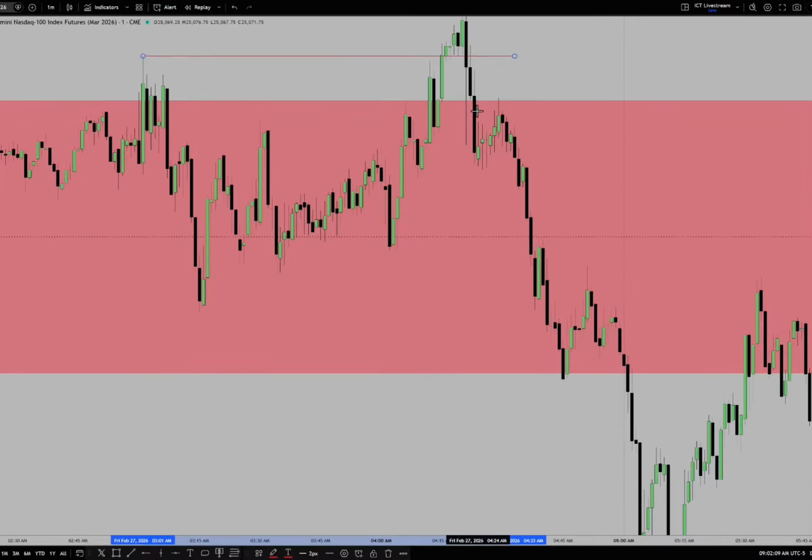Right here. So this inefficiency, because this SIBI right here is not butt up against this wick. Now, if this SIBI was the immediate candle to the right of this wick, we wouldn't be using the fair value gap. We would just be measuring the wick.